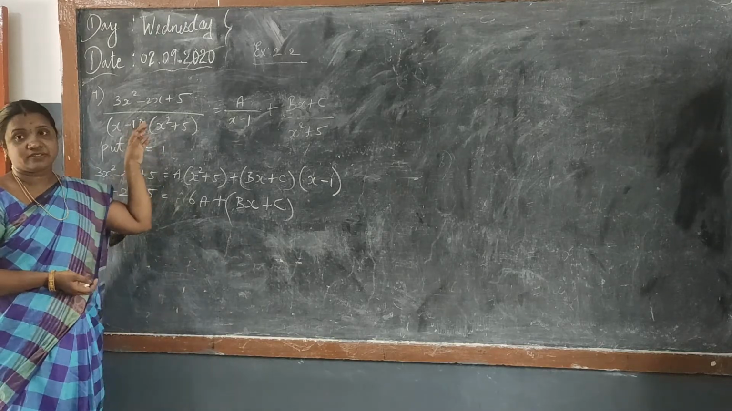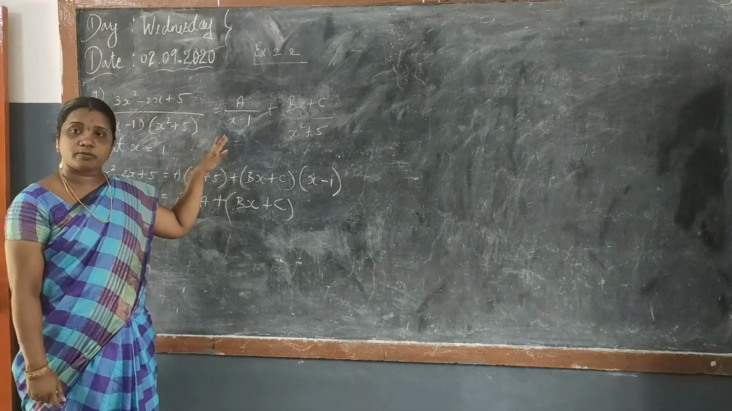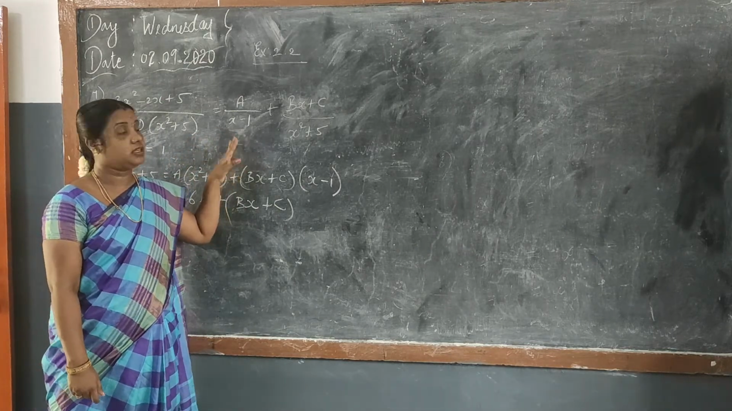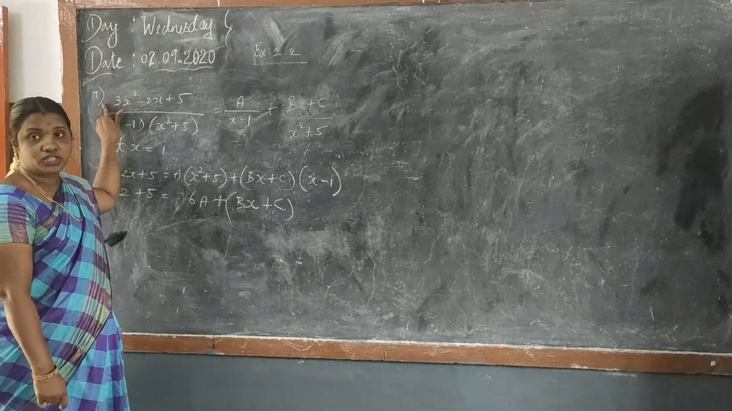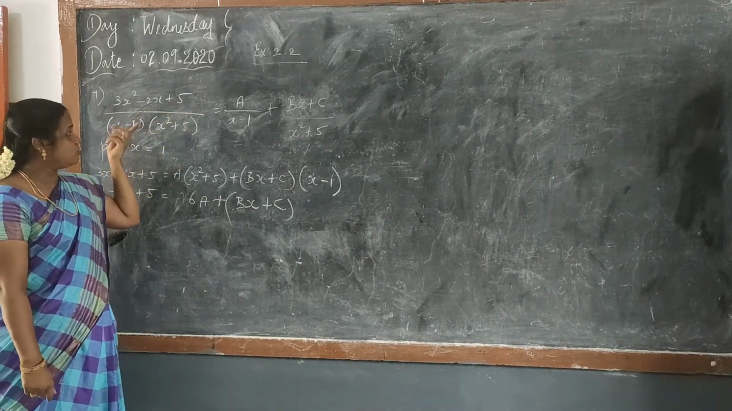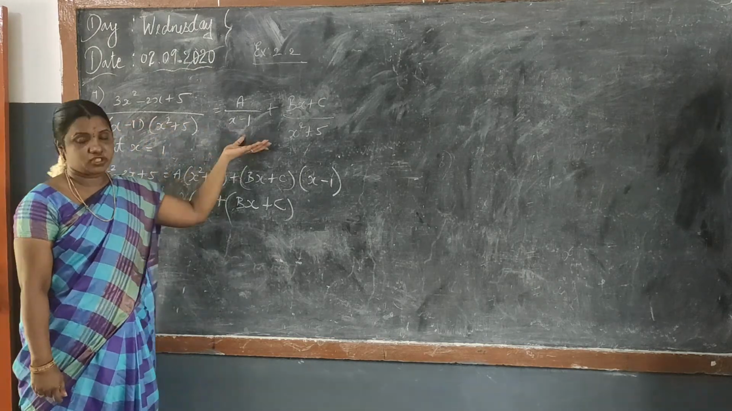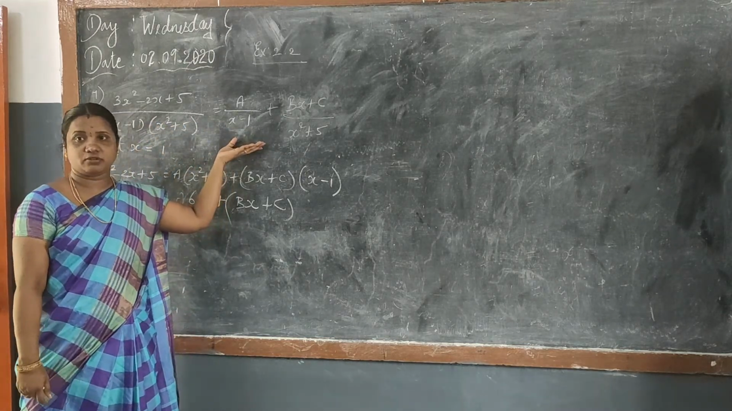See here, next the 7th problem. I gave this problem as homework but I will do it now. Just listen and write. What is our 7th question? Integrate (3x square minus 2x plus 5) divided by (x minus 1)(x square plus 5). You have to split it into partial fractions.